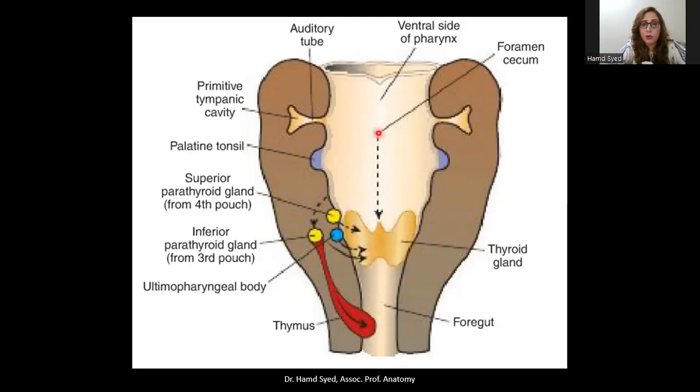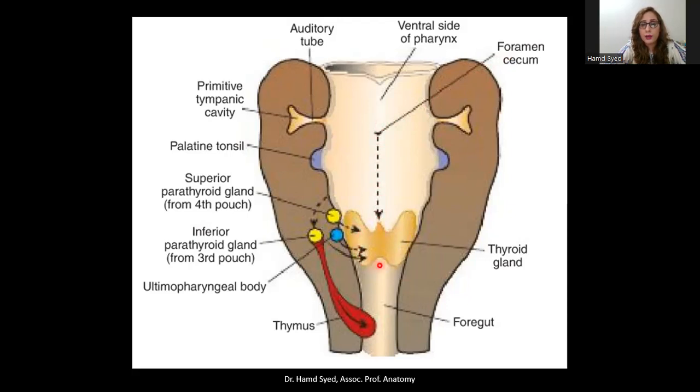Thyroid gland originates from the floor of the pharyngeal wall at a point which is later indicated by a depression known as the foramen cecum. So from this point, which is the foramen cecum, the thyroid gland originates as epithelial proliferation, and then it travels or migrates caudally. And this migration is in front of the hyoid bone and the larynx.